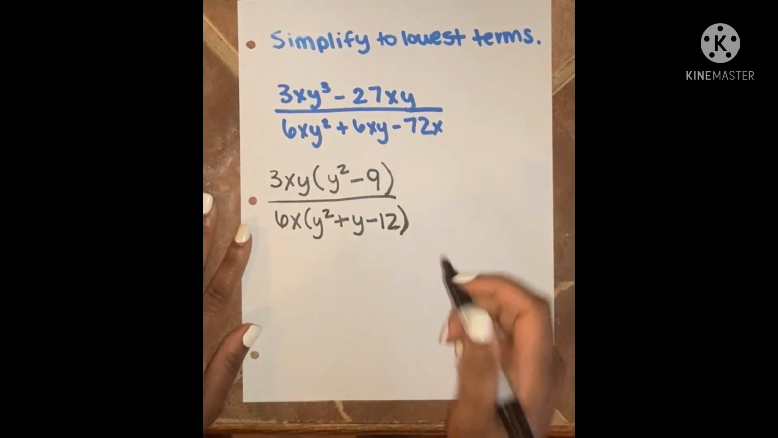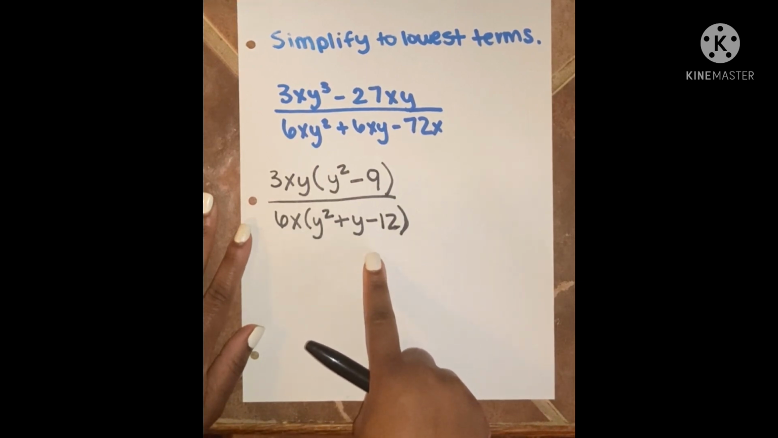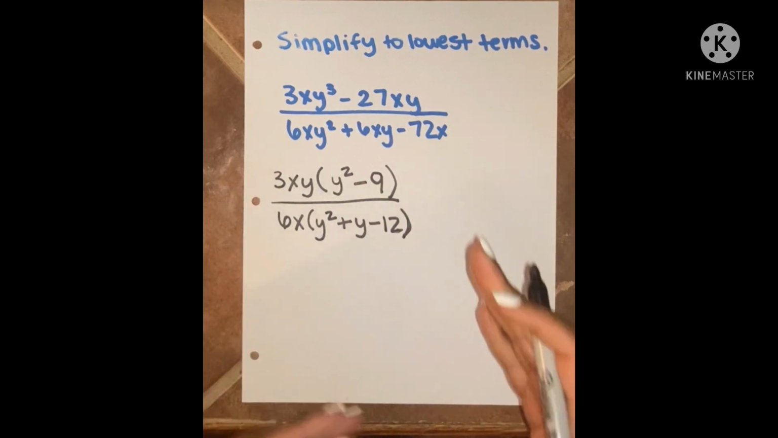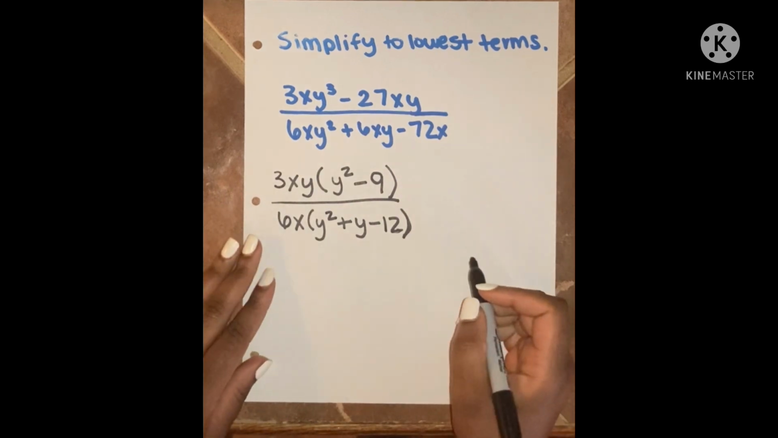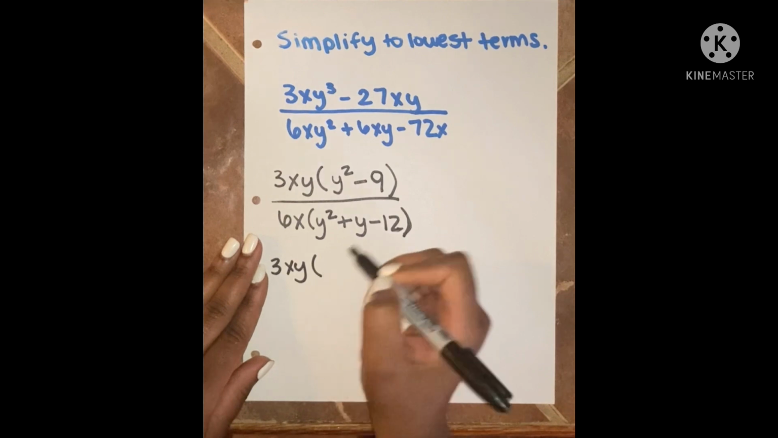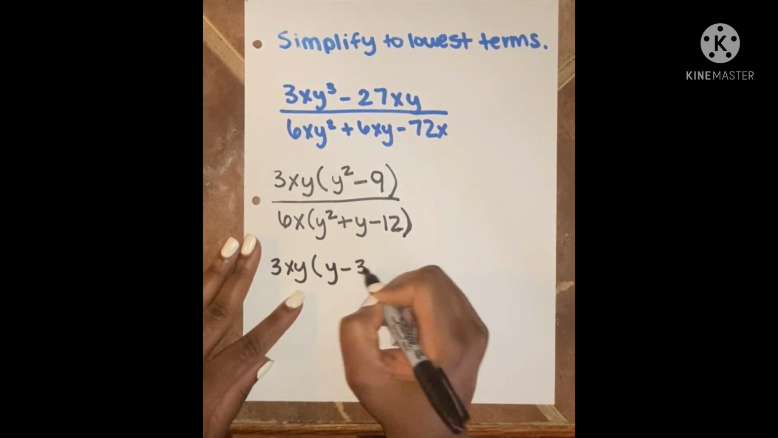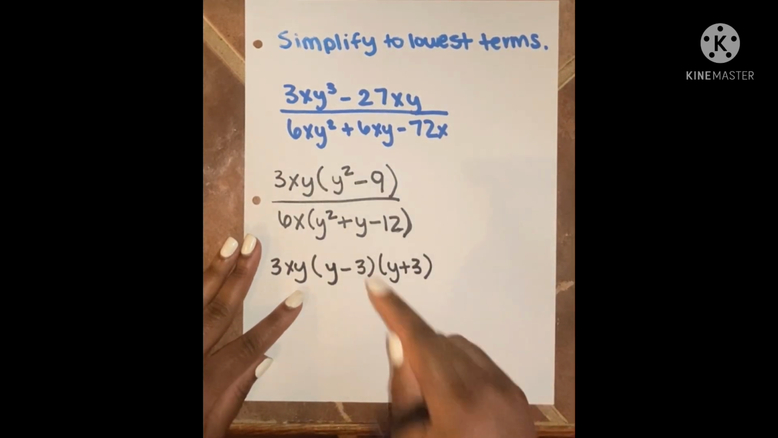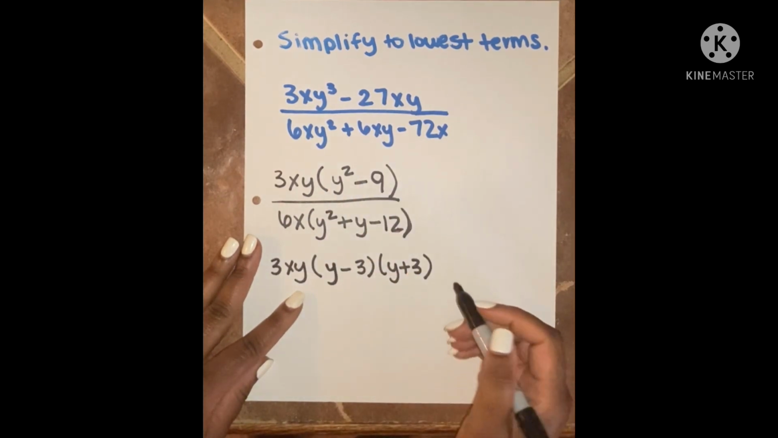So now we see that we have the difference of squares here, and we also see that we can factor this out. It is important to factor as much as you can so that we can see what we can cancel out so that we can get this to its lowest terms. Okay, so we know that the difference of squares is going to be y minus 3 times y plus 3. And if we expand this out, we're going to get y squared minus 9.